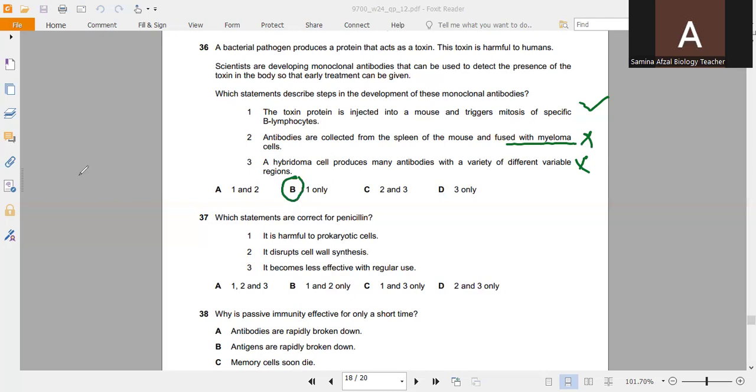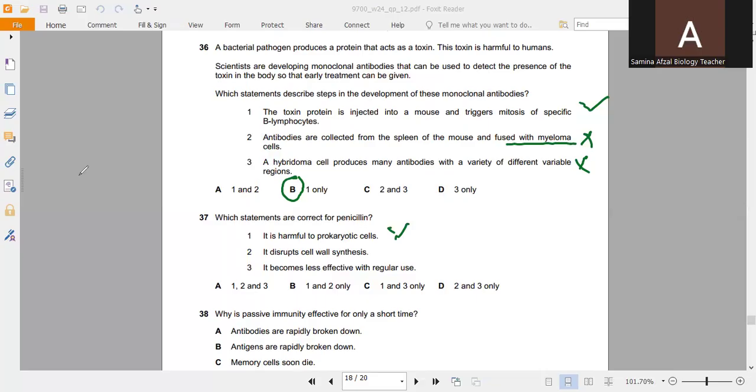Which statements are correct for penicillin? You know, penicillin is an antibiotic, and three statements have been given. This antibiotic can be used against bacteria only, to kill the bacteria only. So it is harmful to prokaryotic cells. The statement is correct.